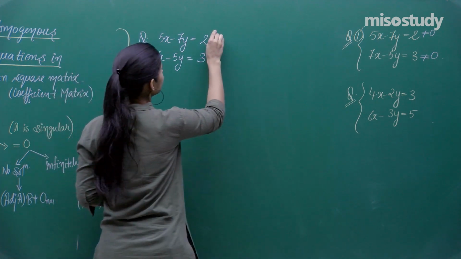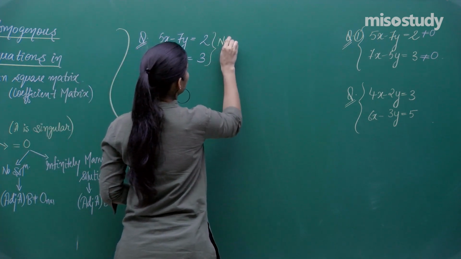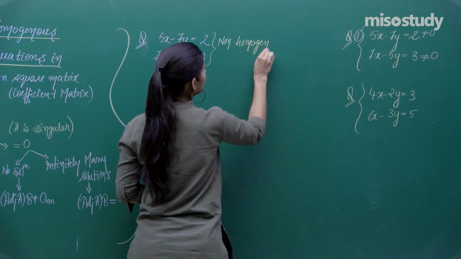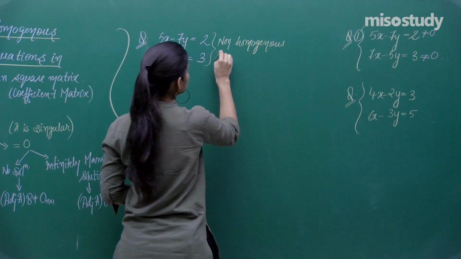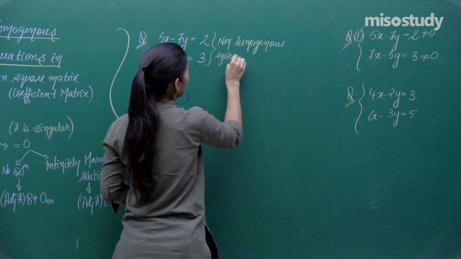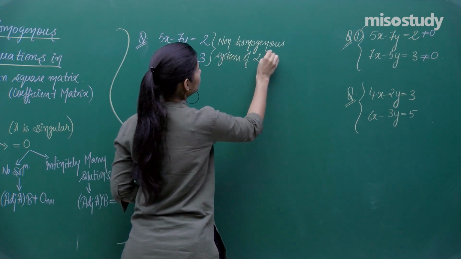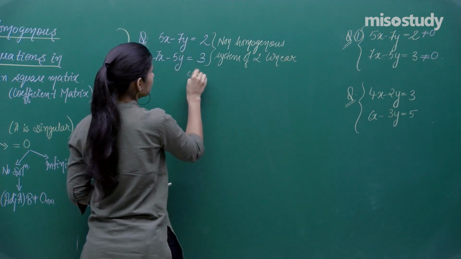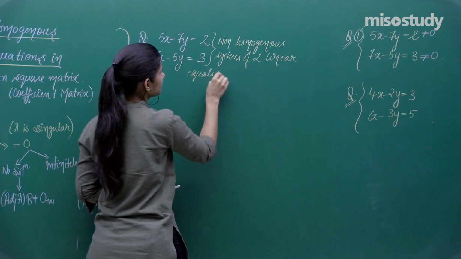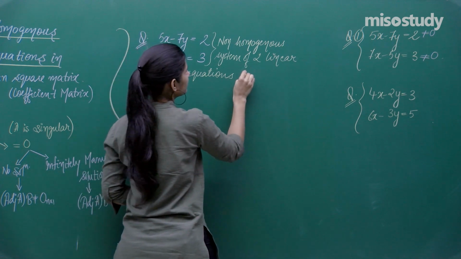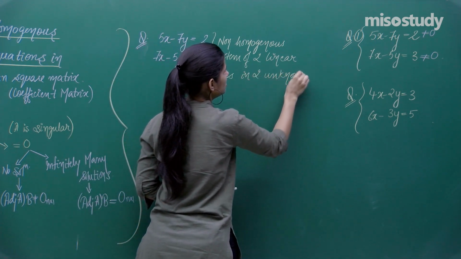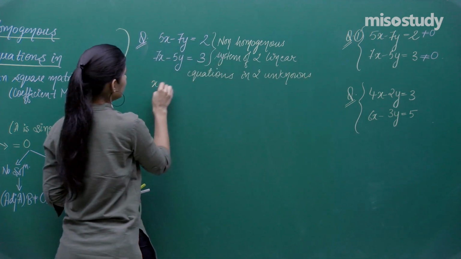What is this? As I just said, this is a non-homogeneous system of two linear equations in two unknowns x and y.